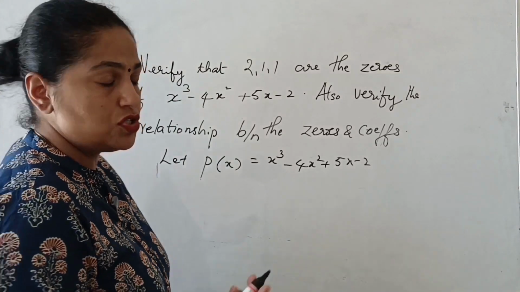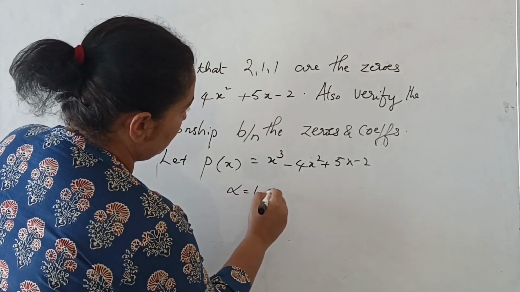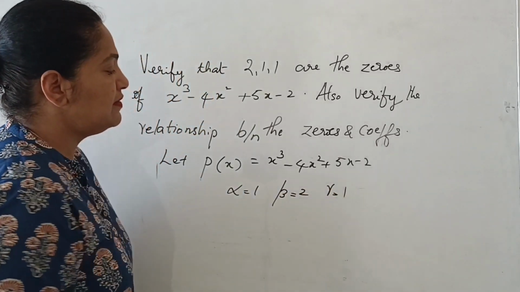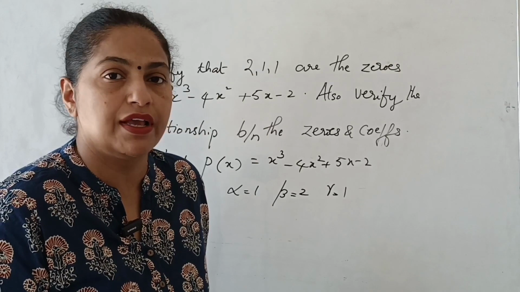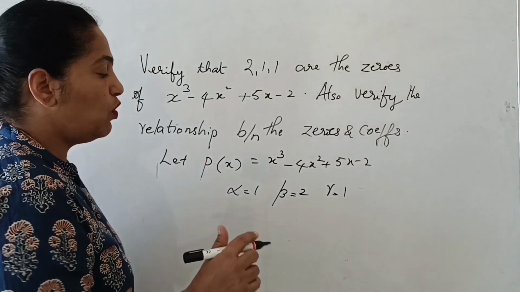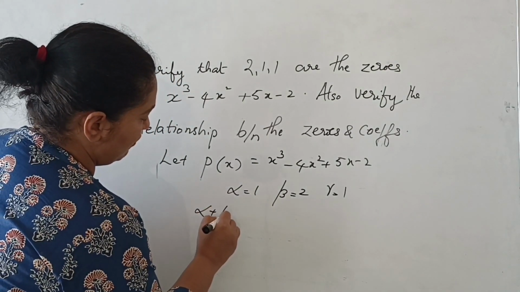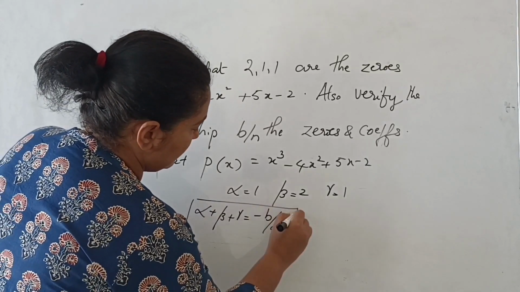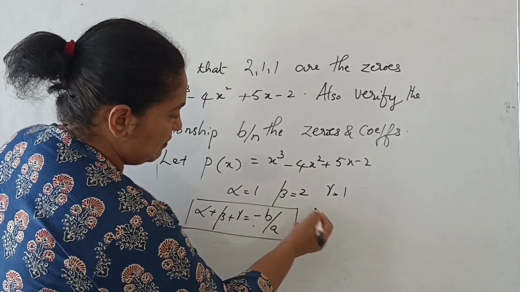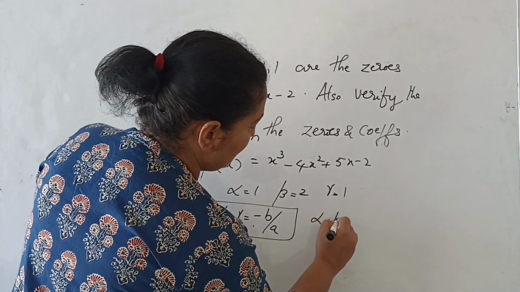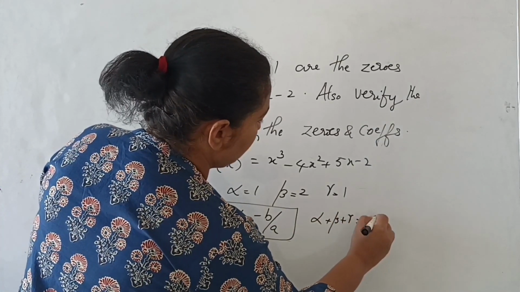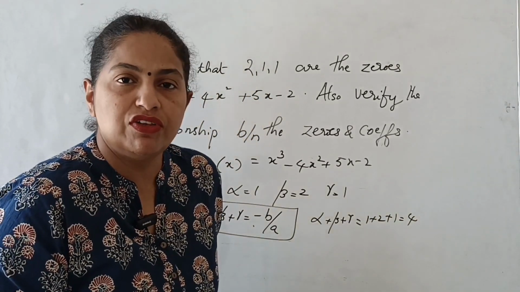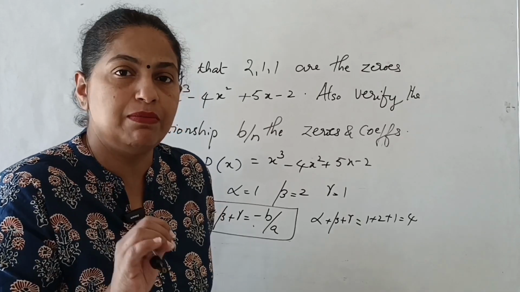Let us identify the roots, or mention the roots as alpha, beta and gamma, and it doesn't really matter what you take as alpha, what you take as beta, or what you take as gamma. So what is the first relation that we need to check? Alpha plus beta plus gamma is equal to minus b by a is the first one that you need to check. So what is alpha plus beta plus gamma? My alpha plus beta plus gamma is 1 plus 2 plus 1, which is a 4. Correct.